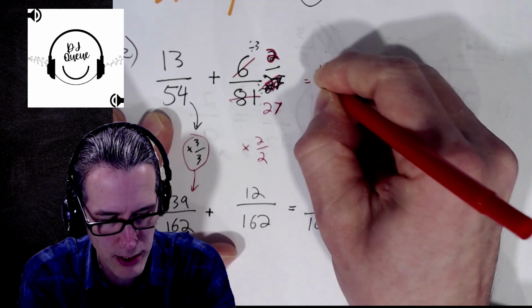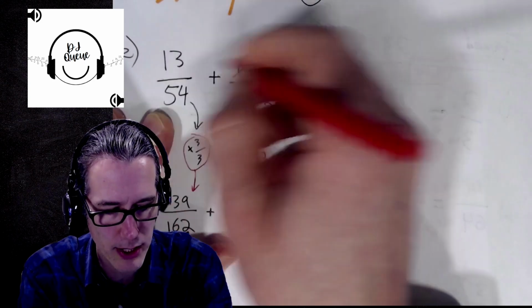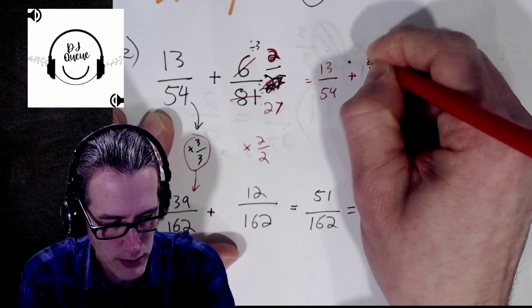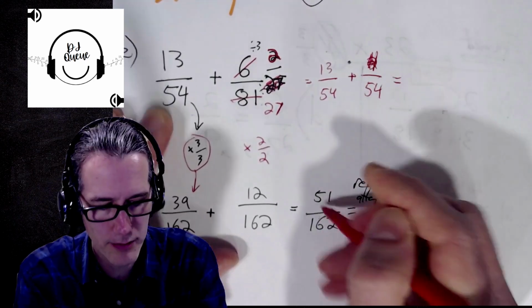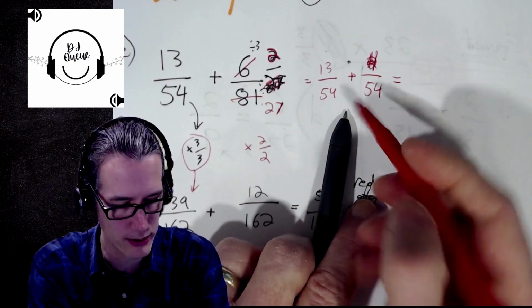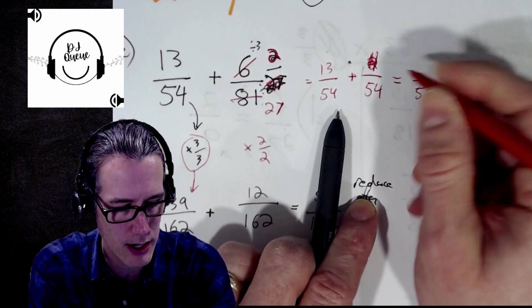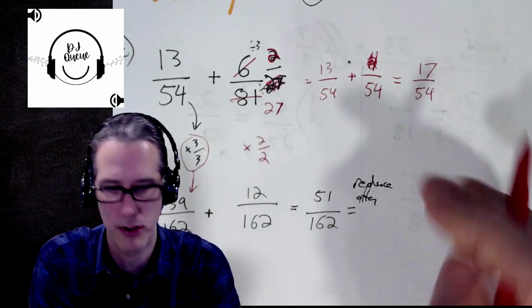So I've got 13 over 54 plus, rewriting this question, 4 over 54. Now I've got the common denominators a little bit quicker, and my common denominator is 54. On the top, I just add my numerators, which gives me 17 over 54, which can't reduce any further.